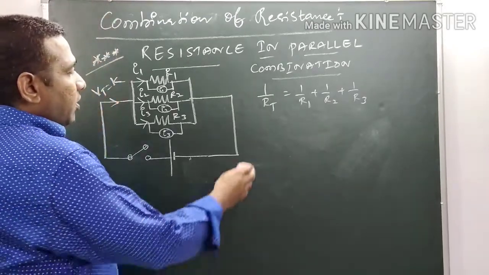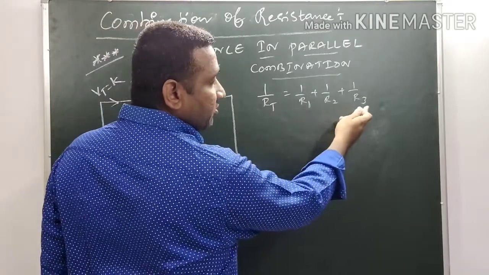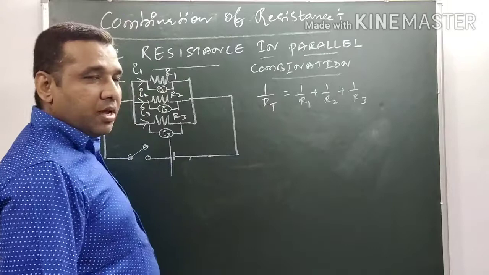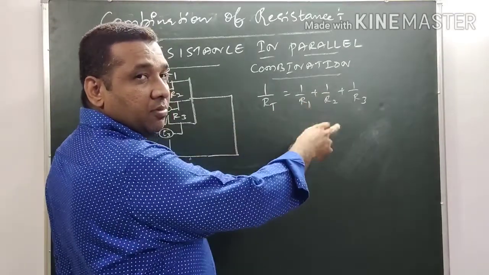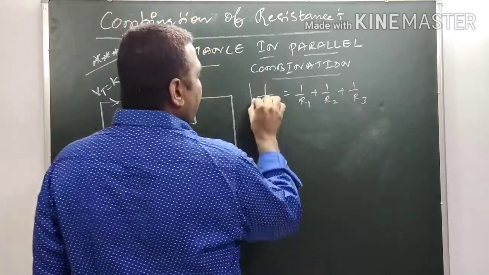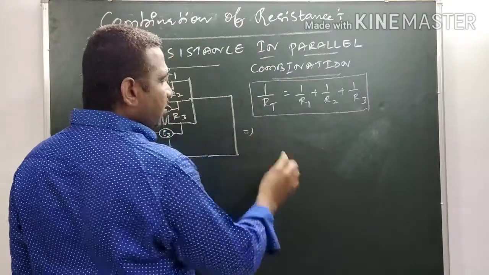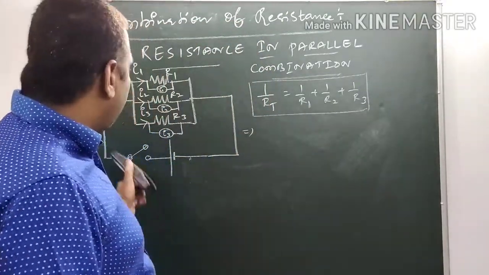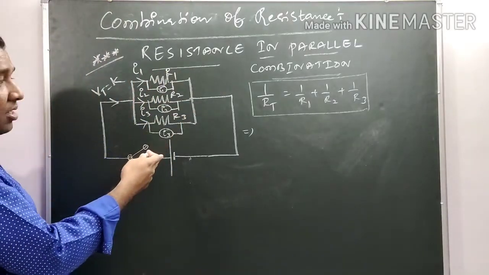So we will derive this: 1 by RT is equal to 1 by R1 plus 1 by R2 plus 1 by R3. So the statement regarding the parallel combination is that the reciprocal of total resistance is equal to the sum of reciprocals of individual resistors, right? That we have to prove now. To prove this, we also have to take the two conditions we get from the circuit. Now this is the circuit arrangement for parallel combinations.